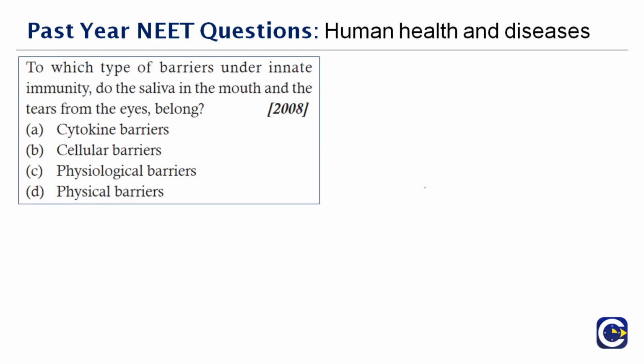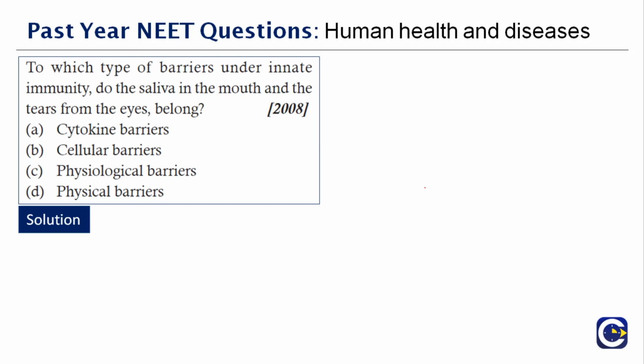Next question here. To which type of the barriers under innate immunity do the saliva in the mouth and the tears from the eyes belong? Okay, very easy question. So we have something called innate and cell-mediated immunity, innate and passive immunity. When I say innate immunity, it is the natural factors that God has already blessed you with, like the skin, which is your physical barrier, the tears in your eyes, the mucosal lining in your nose. You have so many factors in your body already which support your immune system. They help in the trapping of the foreign materials and try to eradicate them from your body.